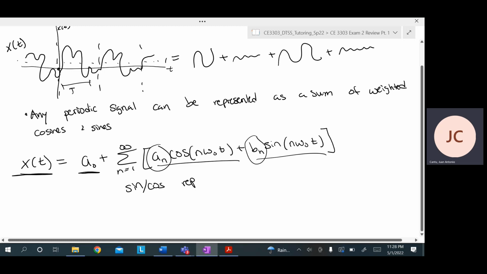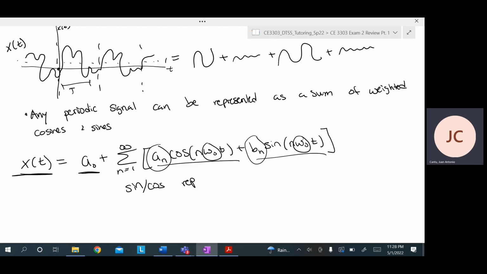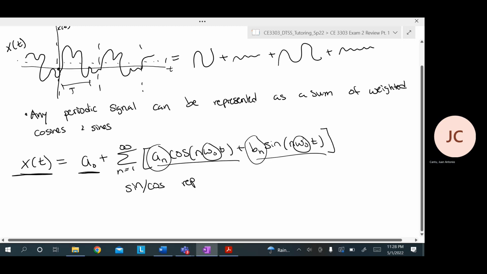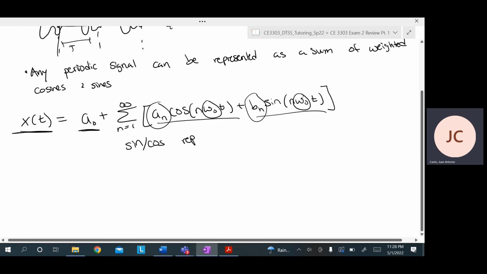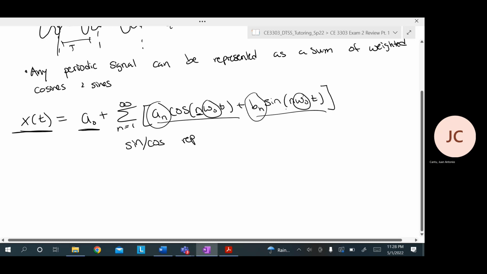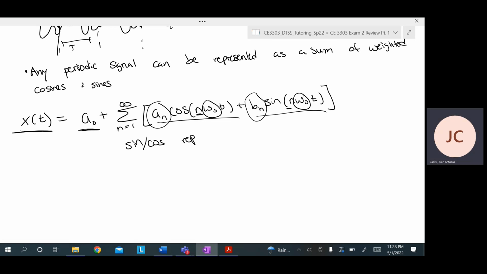Okay. Now if you notice, we have a fundamental frequency, omega naught. And what I mean by fundamental frequency is it's the frequency that x of t itself is oscillating at, the period, right? So what you'll notice is that we are summing from n equals 1 to infinity. So what's happening here is we actually have these cosines and sines. They're all going to be at integer multiple frequencies of the fundamental frequency.